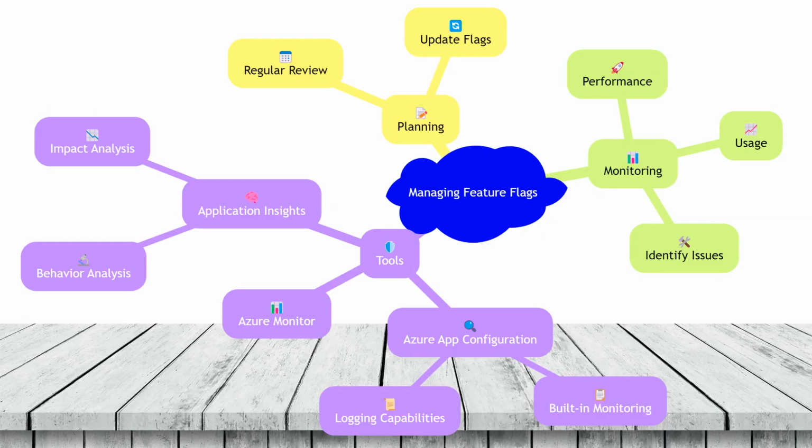Managing feature flags in a production environment requires careful planning and monitoring. It's important to regularly review and update feature flags to ensure they reflect the current state of your application. You should also monitor the performance and usage of features controlled by feature flags to identify any issues or areas for improvement. Azure App Configuration provides built-in monitoring and logging capabilities, allowing you to track changes and analyze the impact of feature flags. Additionally, you can use Azure Monitor and Application Insights to gain deeper insights into the behavior of your application and its features.